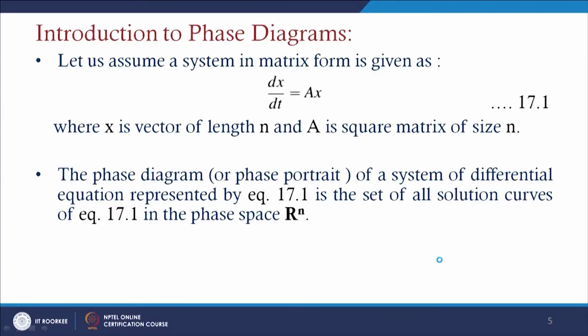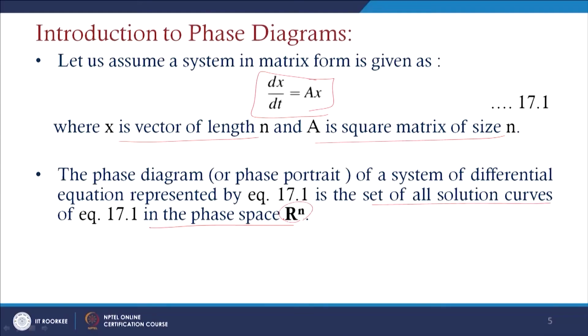Let us assume a system of the matrix. If we are going for this phase diagram, first we consider a first order linear equation in the form dx/dt = Ax. If it is a system of equations, then x is a vector of length n and A is a square matrix of size n. The phase diagram or phase portrait of the system represented by dx/dt = Ax is the set of all solution curves in the phase space R^n. Since n variables are involved, or we have n equations, it provides graphs in an n-dimensional space. Especially, we are considering the real space, so we write R^n.